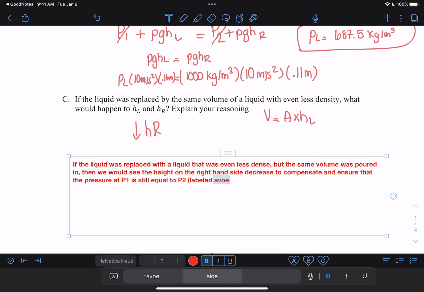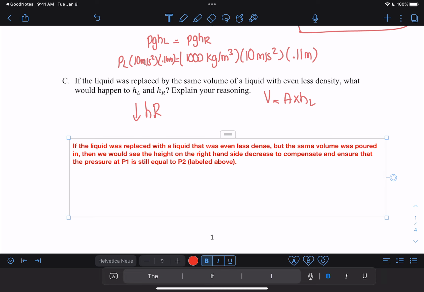So you can say, oh, pressure P1 and P2 are the pressures that you labeled up here as P1 and P2, so that it's clear for the TAs. And so based on the hydrostatic pressure equation, if P1 is equal to P2, then you have P1 plus ρghL is equal to P2 plus ρghR.